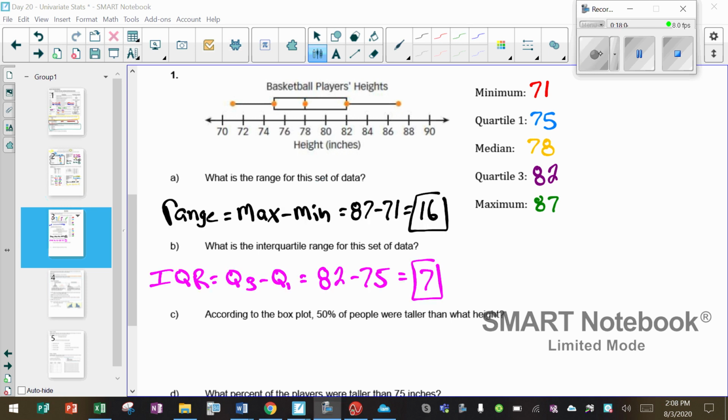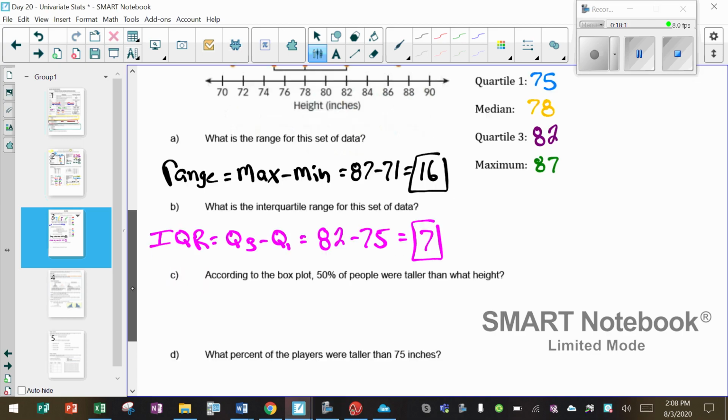So our range is when you take the maximum number minus the minimum number. So 87 minus 71 is 16. And the interquartile range is when you subtract the two quartile scores that you know, 82 minus 75.